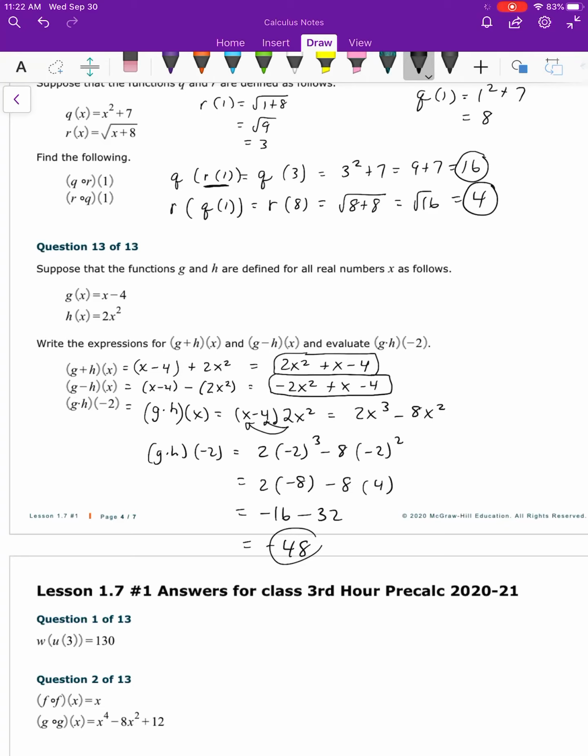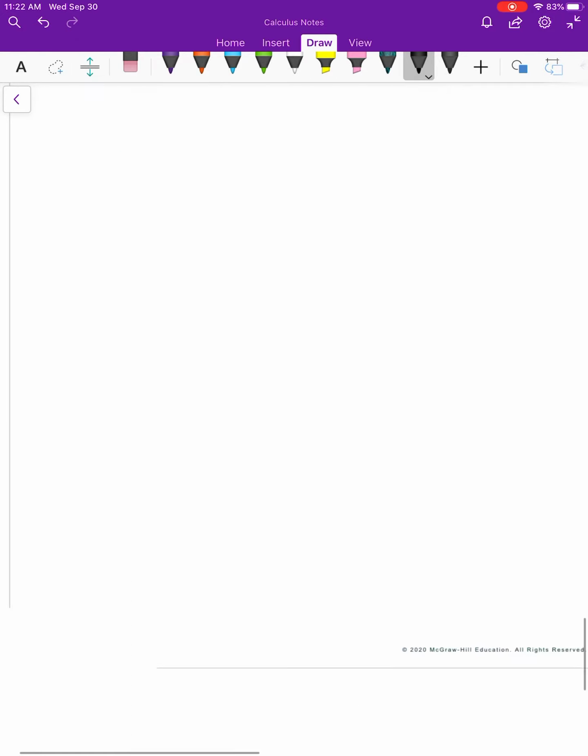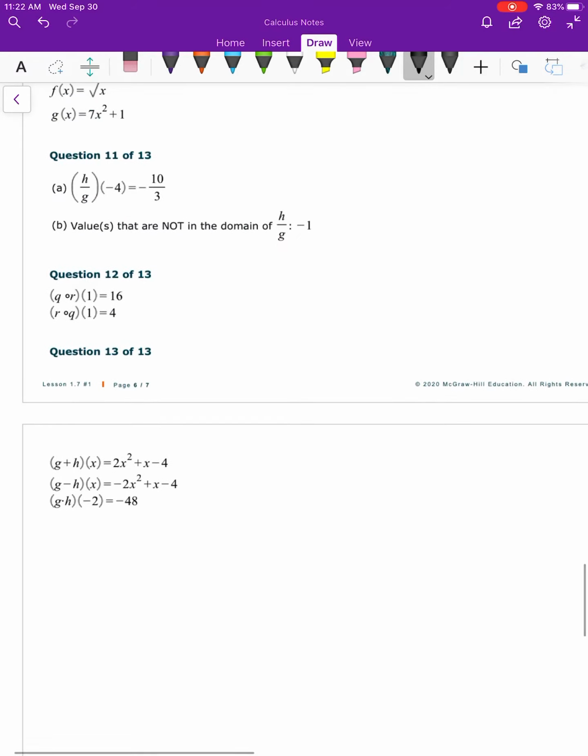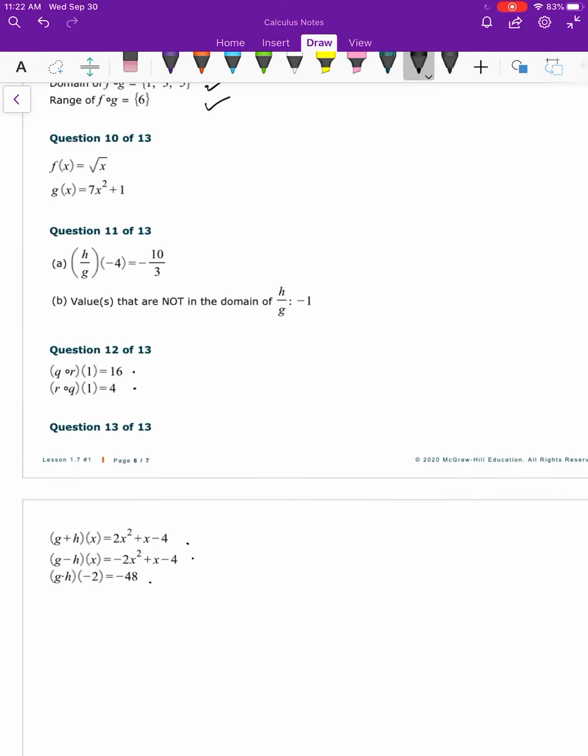And let's go ahead and check our answers for those last couple. I got 16 and 4, and then I've got these 3 answers. I'm going to go all the way to the end. Oops, what happened to it? It went away. There's those answers and the negative 48. There's my 16 and my 4. And then there was my negative 10/3, and my negative 1 was the only one that was not in the domain. Okay, so I hope this helped. Thank you.